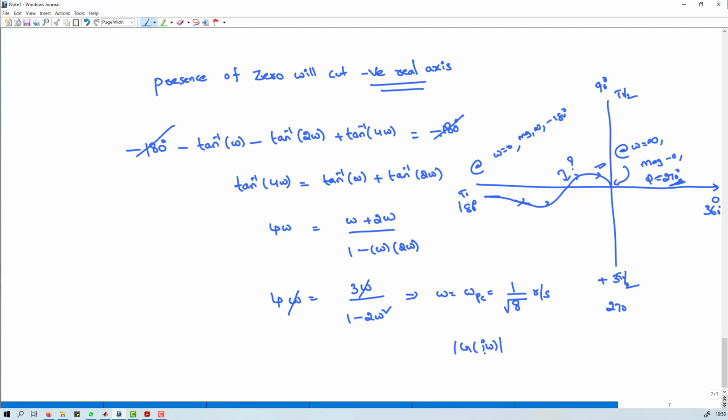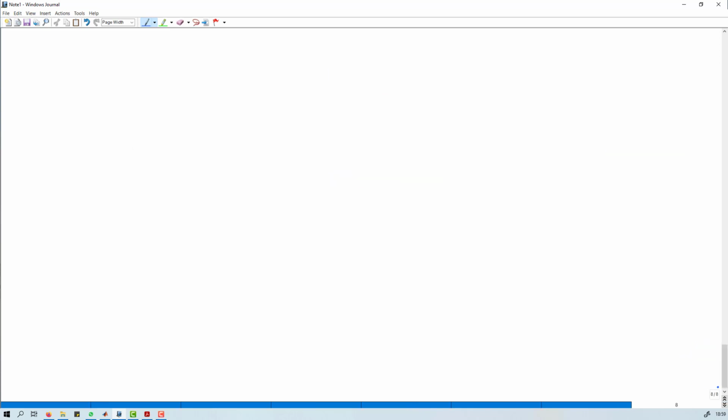So the magnitude is G of j omega equal to, at omega equal to 1 by root 8, square root of 1 plus (4 by root 8) whole square, into square root of 1 plus (2 by root 8) whole square, into 1 plus (2 by root 8) whole square. So from here you can find out the magnitude at omega equal to 1 by square root of 8. You will get approximately 10.6, that you can calculate.